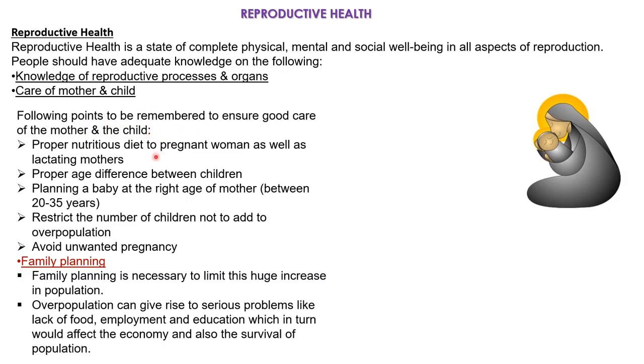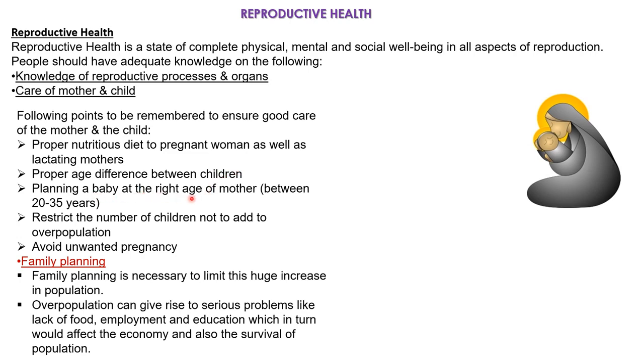Mother should get a proper nutrient diet when she becomes pregnant, and especially when she is a lactating mother, even in that case she needs a proper diet. Then, proper age difference between children. That means if she wants to have a second or third child, there should be a proper age difference, so that her reproductive system, the uterus, and her condition become perfectly well. So that is also important.